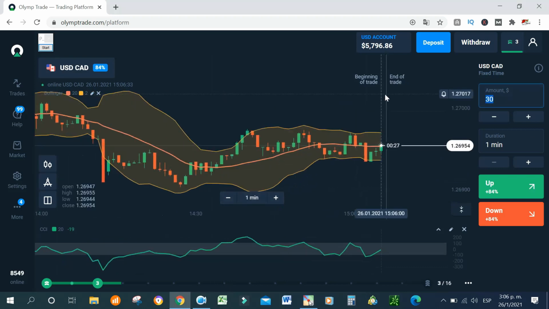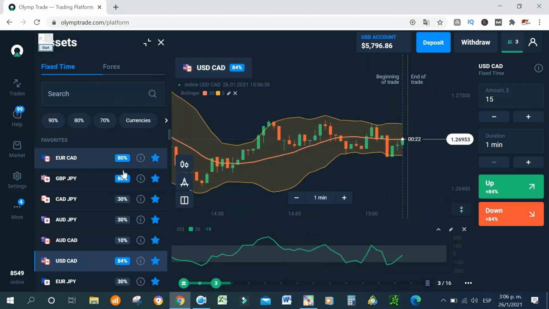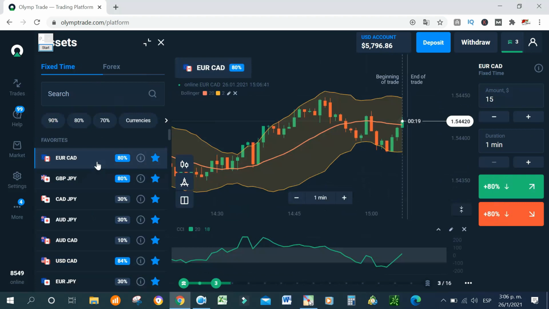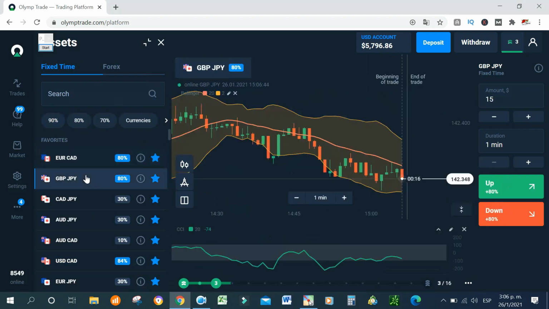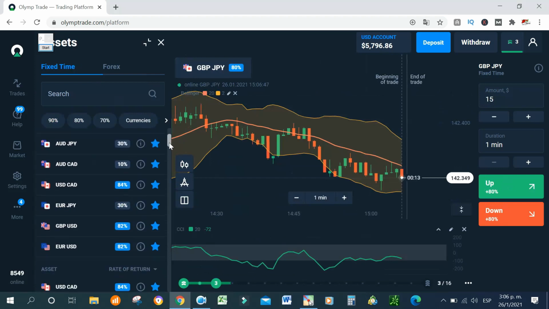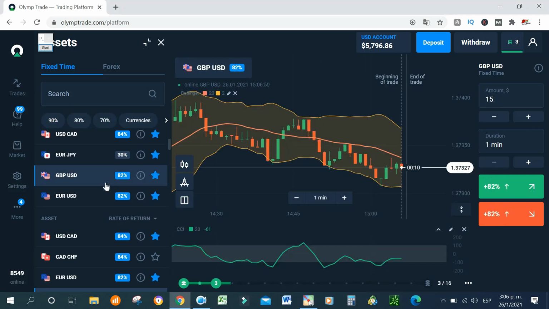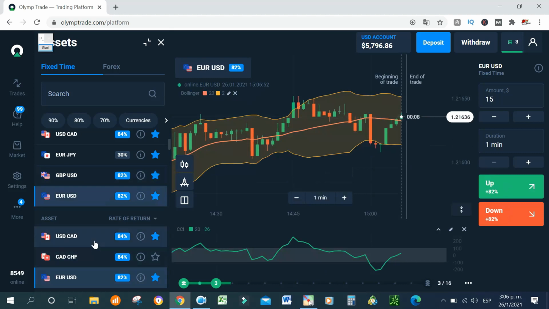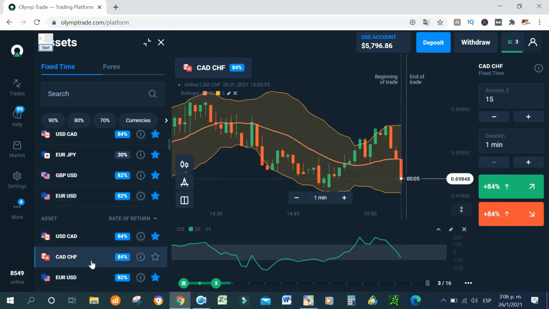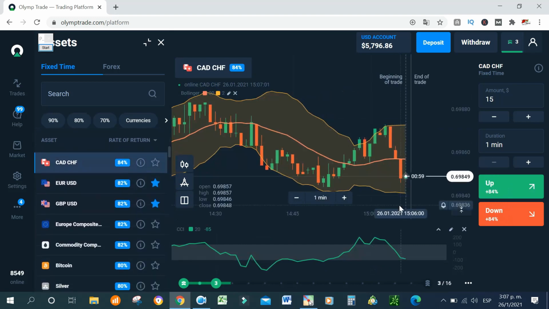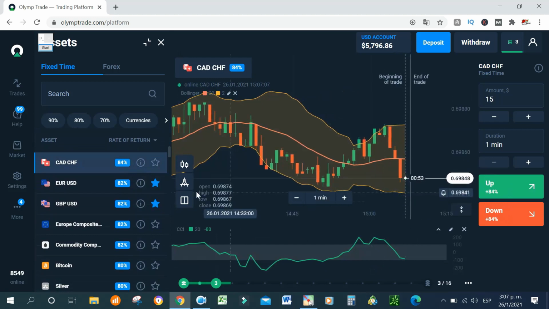Okay guys, let me take $15 again. Let me check. No, not yet. All right, this pair is almost touching. It's reaching the lower Bollinger Band. So we just need to be patient and wait for that moment.